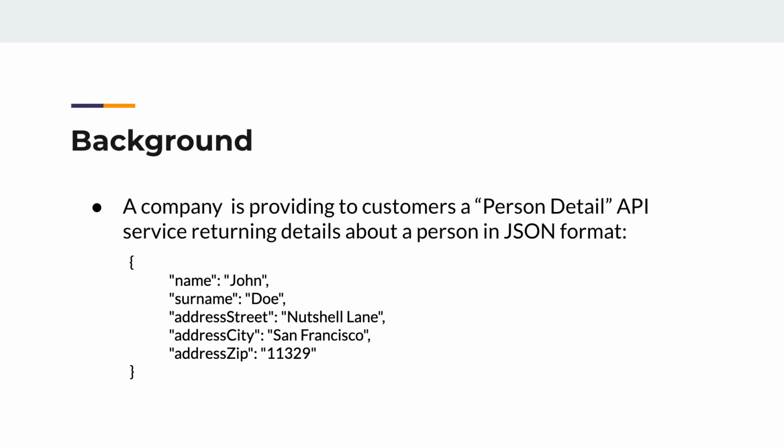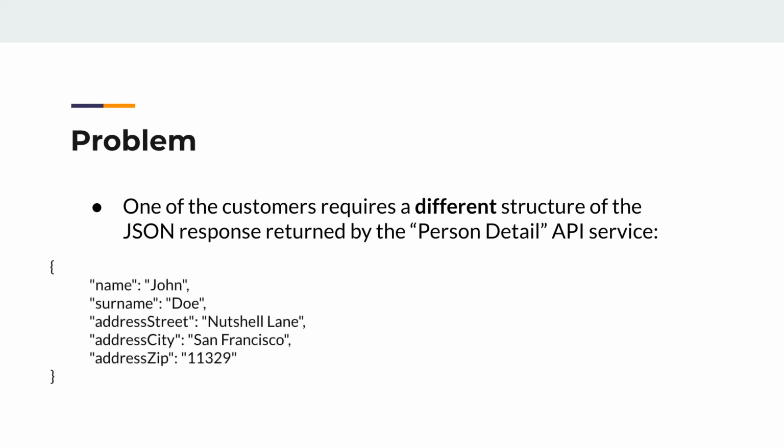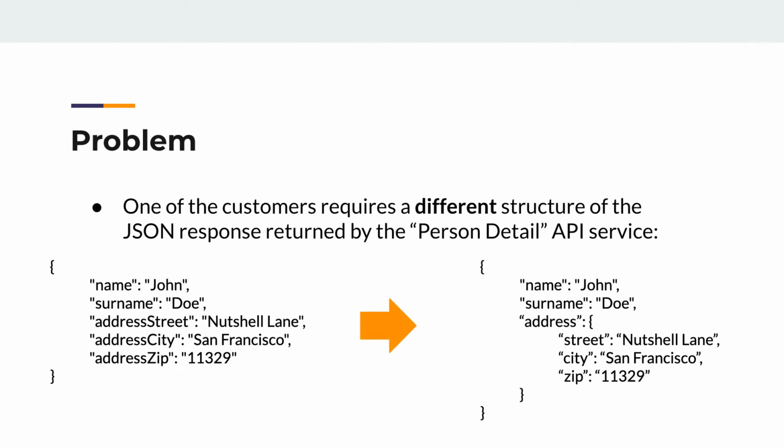There is a property name, surname, address street, address city, and address zip. The problem is that one of the customers came in and asked us for a different structure of the JSON response returned by the API service. So they are looking for a structure where all the properties belonging to the address are in a nested object within the original JSON structure.